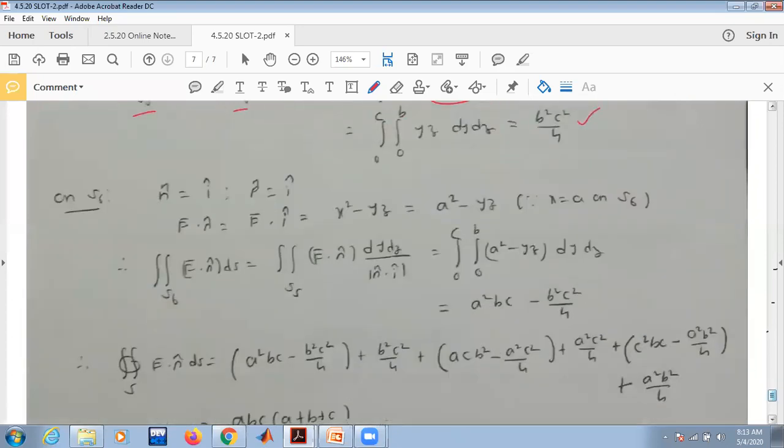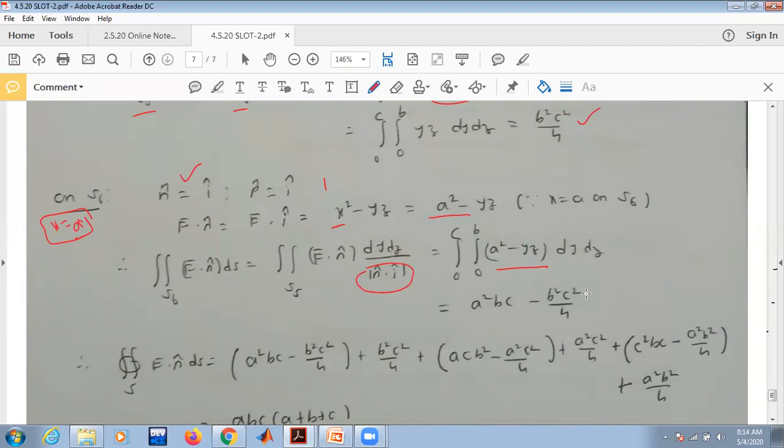Okay. Now finally, the parallel plane. Parallel plane equation is x equal to a. S6 equation is x equal to a. Outward normal vector is i bar. Modulus of n bar dot i bar is 1. F bar dot n bar is a square minus yz. X value is a here. And y varies from 0 to b, z varies from 0 to c.